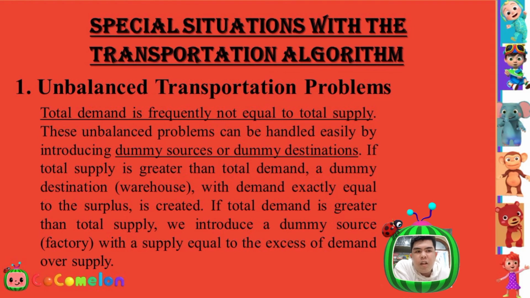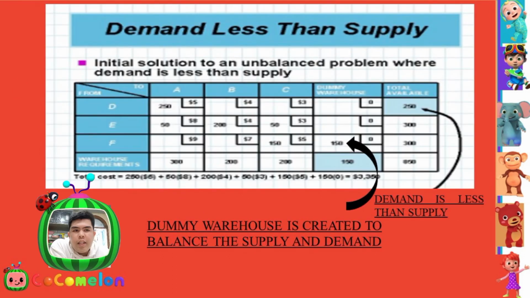If total supply is greater than total demand, a dummy destination or warehouse with the exactly equal to the surplus is created. If total demand is greater than total supply, we introduce a dummy source or factory with a supply equal to the excess of demand over supply. So, now let's apply it to the transportation table. So, here, since the demand is less than supply, therefore, gumawa ng dummy warehouse, and ito yun, itong 150. So, gumawa ng dummy warehouse, then i-allocate doon yung surplus or excess na demand and supply para mabalance.